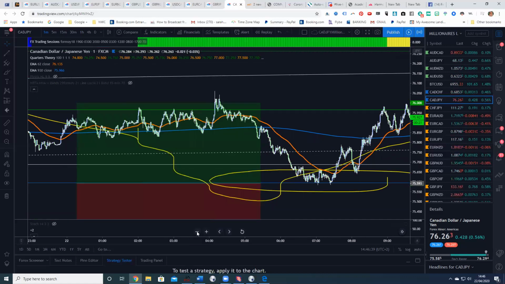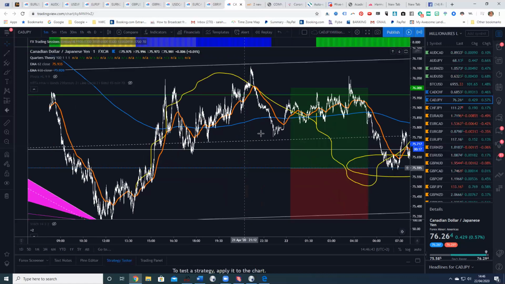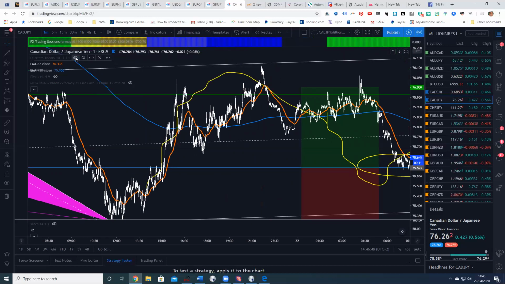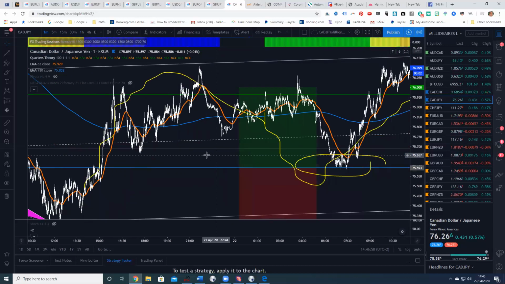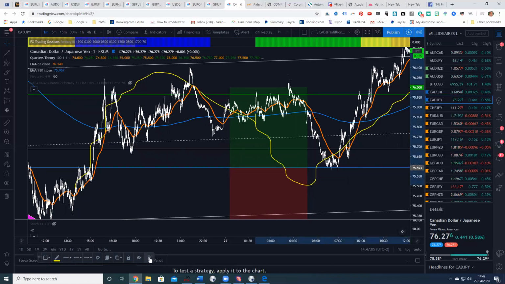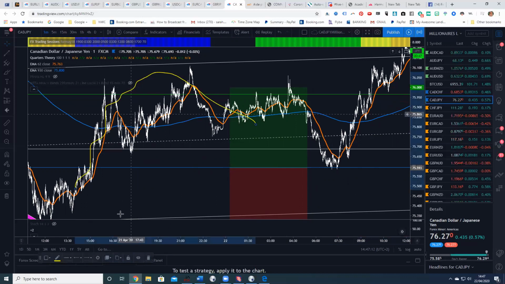I think I'm on the minimum there. Quarter theory, sometimes it doesn't appear when I go to the 1 minute chart. Let's just do the pitchfork. So here, let me take these off, just clean it up a bit. So here we've got the pitchfork running through. Let's take that one off.